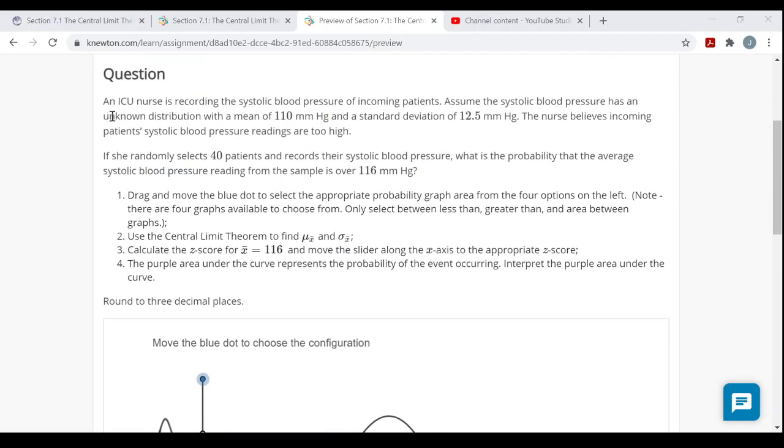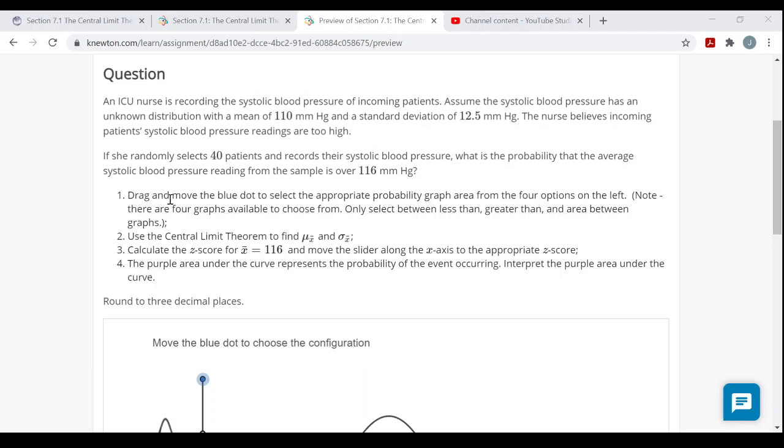So an ICU nurse is recording the systolic blood pressure of incoming patients. Assume the systolic blood pressure has an unknown distribution with a mean, mu, of 110 millimeters of mercury, or whatever. I don't know what that unit is, really. And a standard deviation, sigma, of 12.5. The nurse believes incoming patients' systolic blood pressure readings are too high. So if she randomly selects 40 patients, so the n is 40, and records their systolic blood pressure, what is the probability that the average for these 40 patients from the sample is over 116 millimeters of mercury?